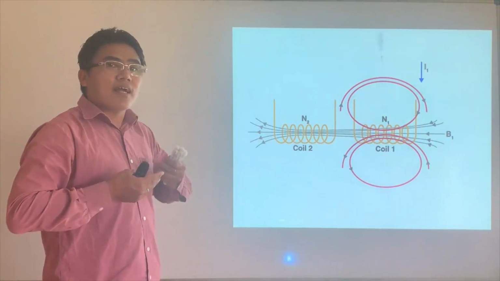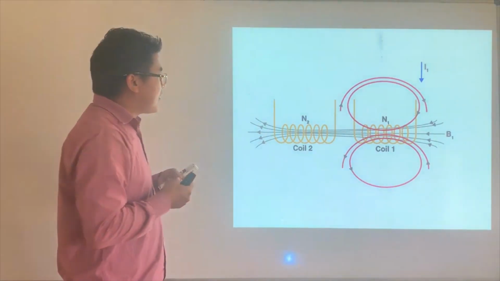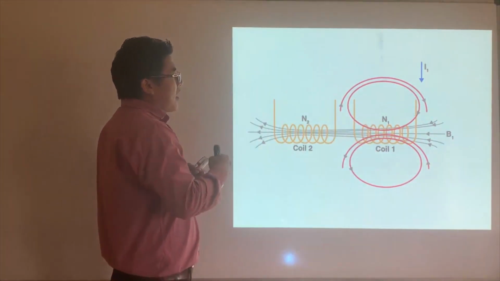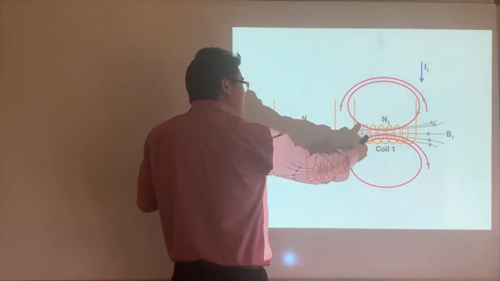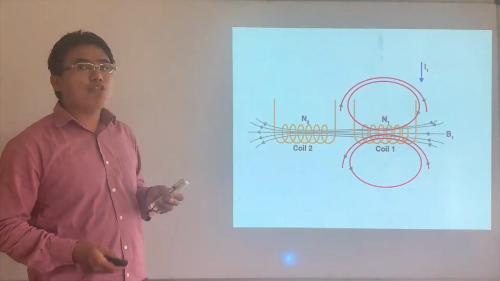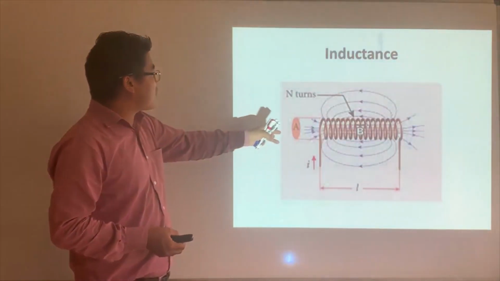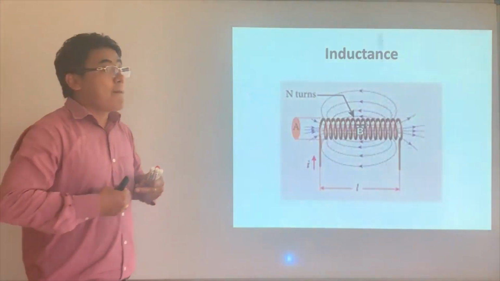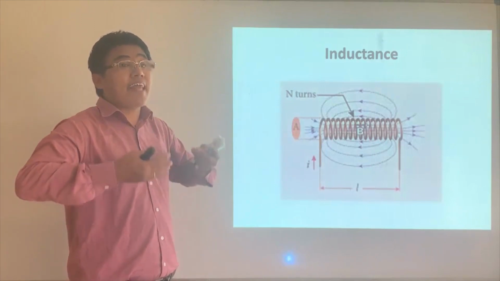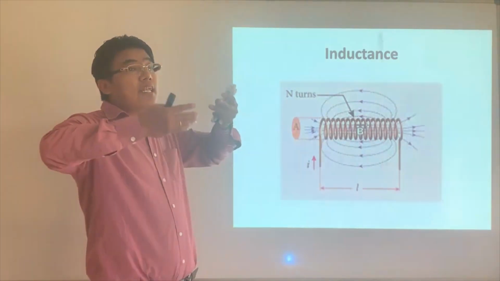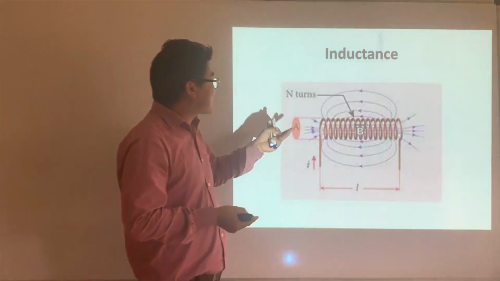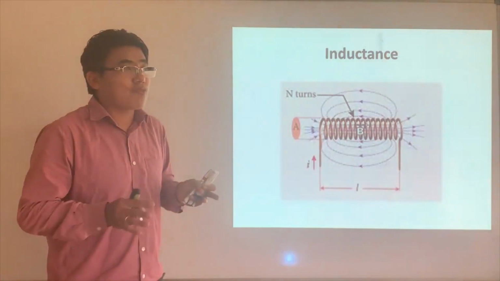So here the connection we are going to find out is the magnetic field given by a current in one solenoid linked to the other solenoid. This is what we call mutual inductance. And this is what we call self-inductance. Self means there is a current in a solenoid which produces a magnetic field, and that magnetic field is linked or given to the solenoid itself. This is what we call self-inductance. Alright, so this is what we are going to do.